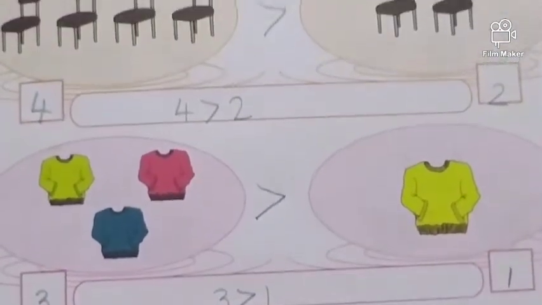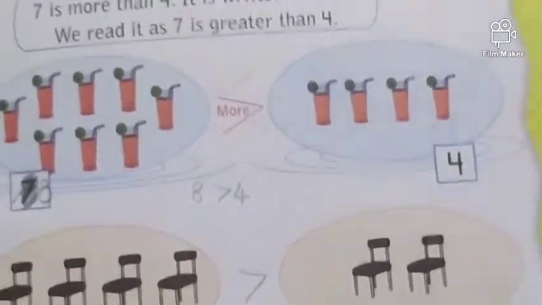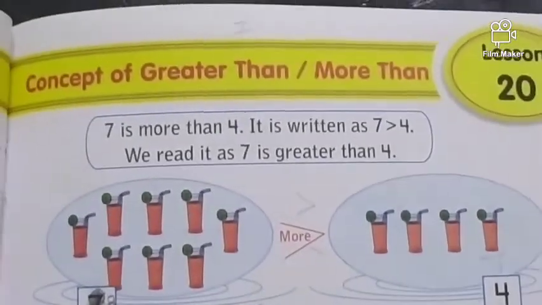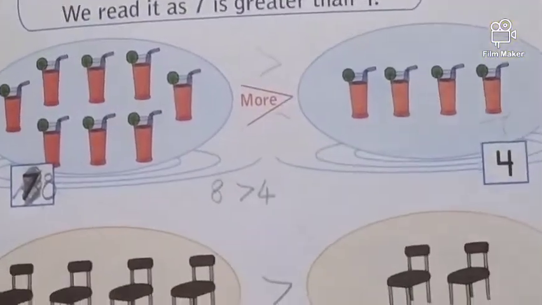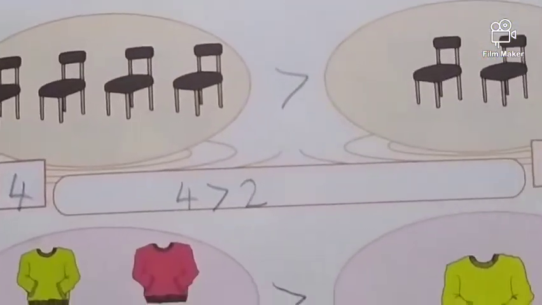Here 3 is greater than 1. Here 4 is greater than 2. Here 8 is greater than 4. So this page is finished. Do it properly in the book. Okay, like this.